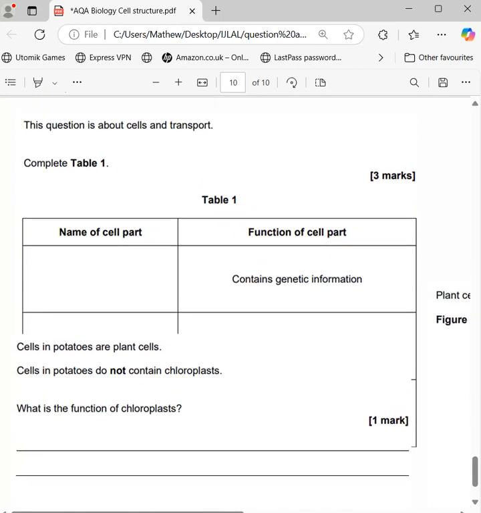Now, the last slide with questions. This question is about cells and transport. Function: contains genetic material. Obviously that's your nucleus, there is no big deal about that. The nucleus contains genetic material. Now, cells in a potato are plant cells. Cells in a potato do not contain chloroplasts. What is the function of chloroplast? Chloroplast contains chlorophyll that traps sunlight for photosynthesis.